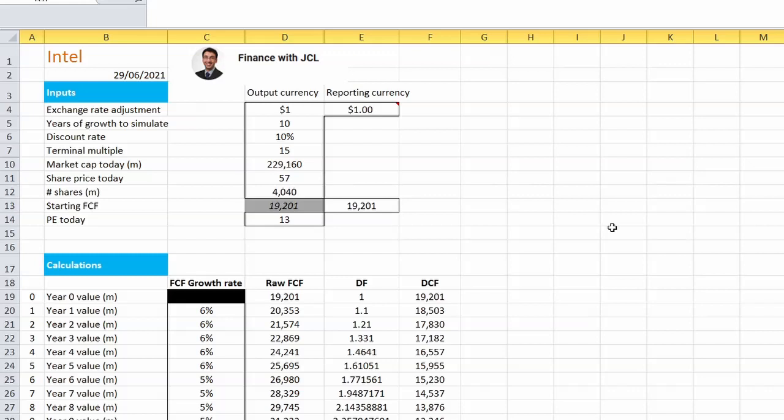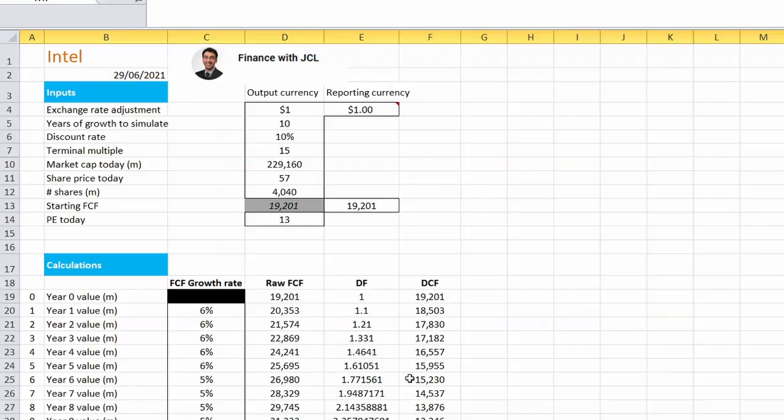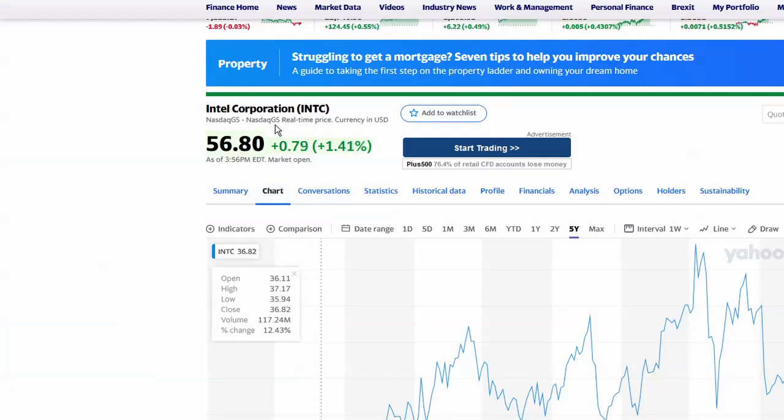This one I'm trying to keep nice and straightforward. So the first thing here is the actual exchange rate. Now here it's 1-to-1 because Intel's results here, you can see here in US dollars, and their stock market quotation you can see here is also in US dollars, so therefore there's no currency adjustments required.